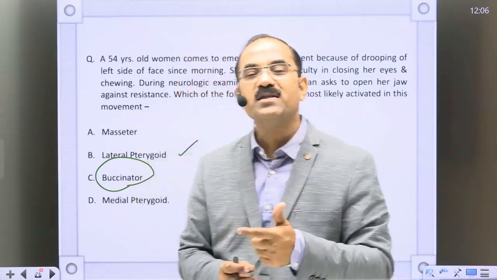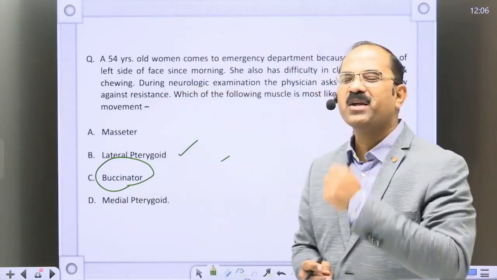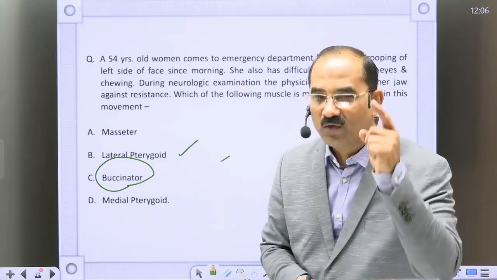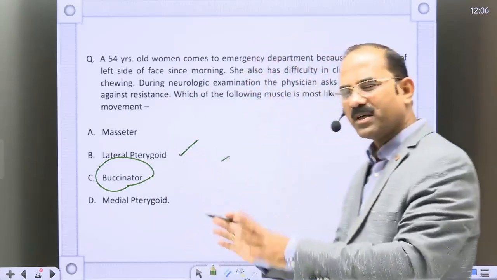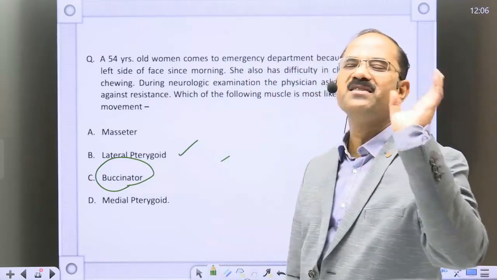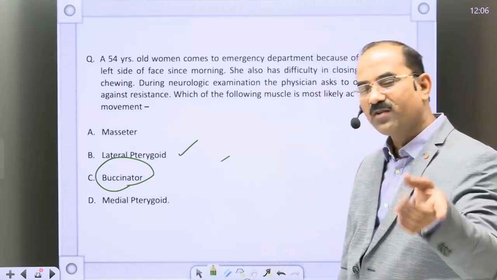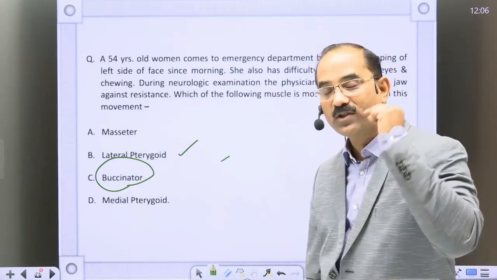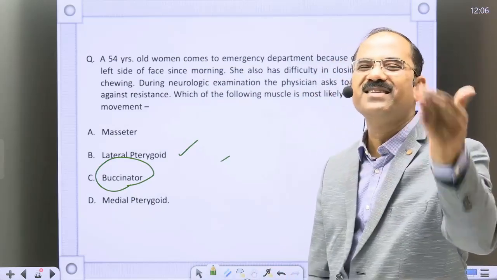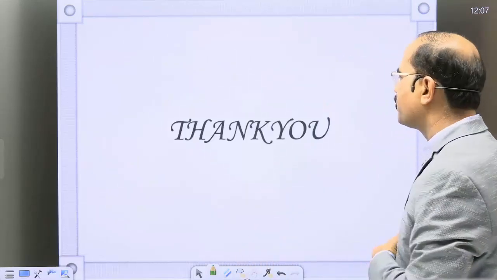Buccinator is also known as the whistling muscle. What's the nerve supply of buccinator? The buccal branch of facial nerve. Whereas the muscles of mastication, derived from the first pharyngeal arch, are supplied by the mandibular nerve. And what was the branch of mandibular nerve with the name buccal? That's the buccal branch of mandibular nerve, but it is sensory. It supplies the skin over the buccinator.